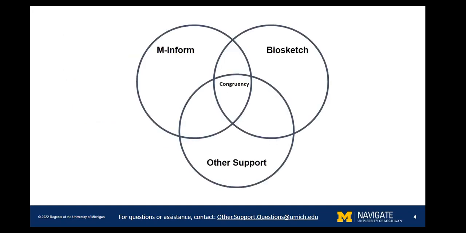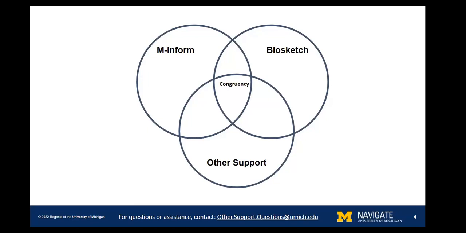So just to provide a little bit more context on this topic, part of the confusion that arises stems from the information that investigators have to provide in multiple locations, depending on the purpose and depending on the requirement. So investigators are entering information about their outside activities in M-Inform. They're also providing information in their Biosketch and then in their other support.